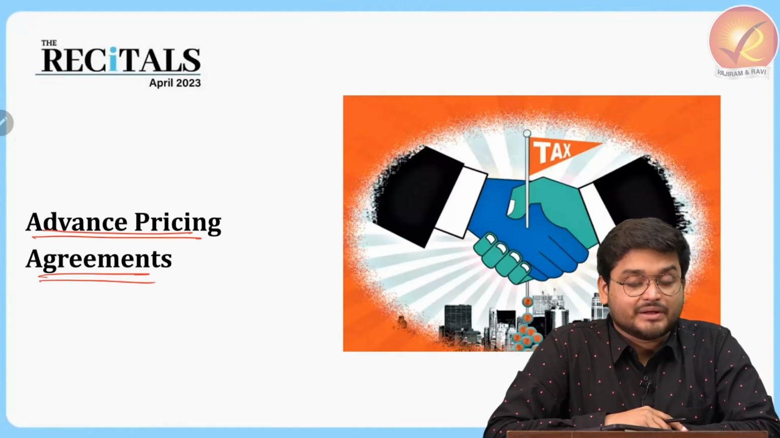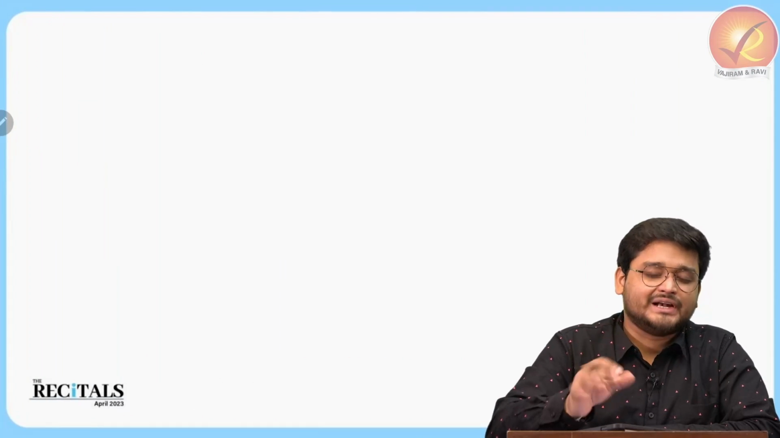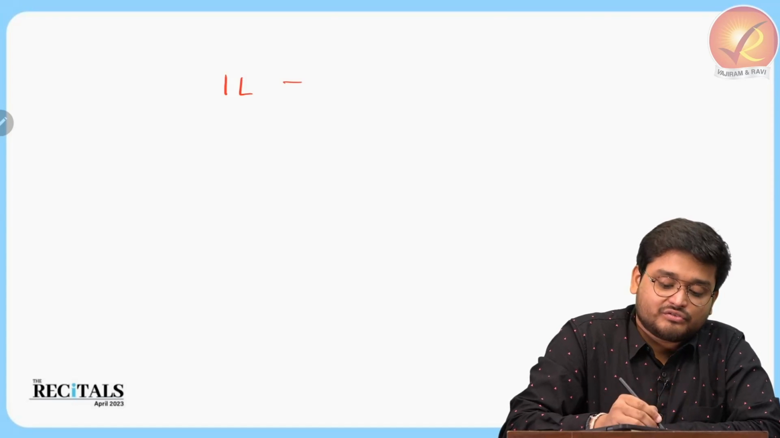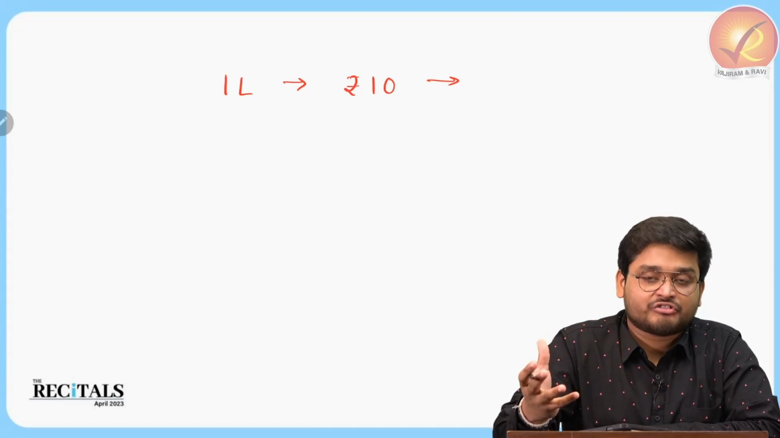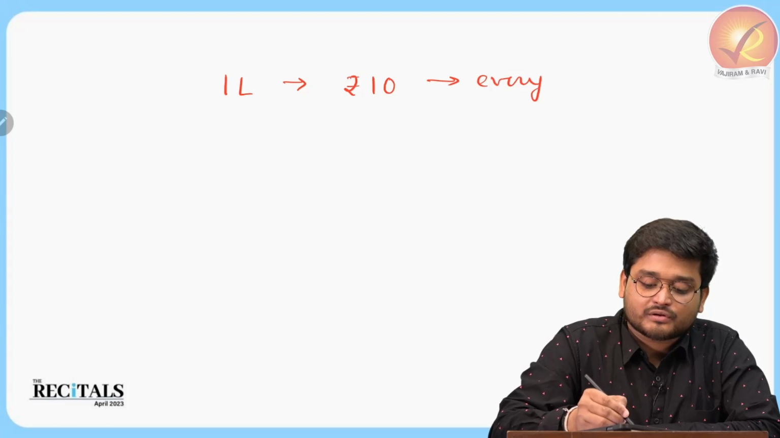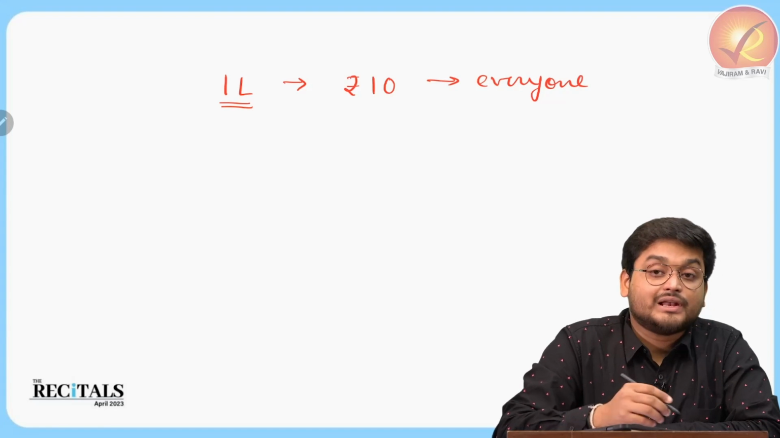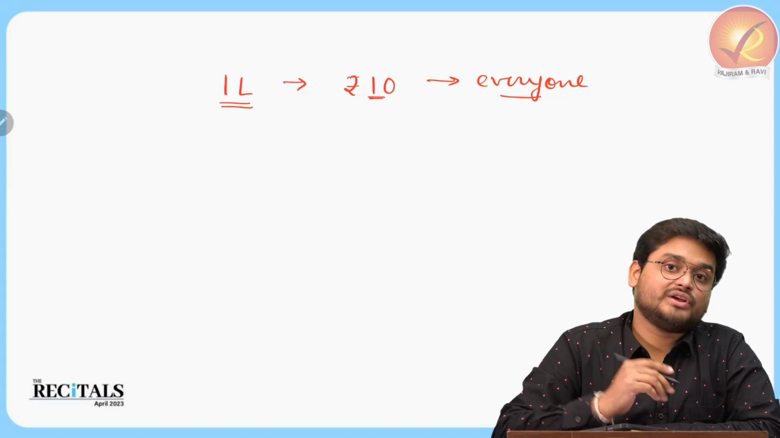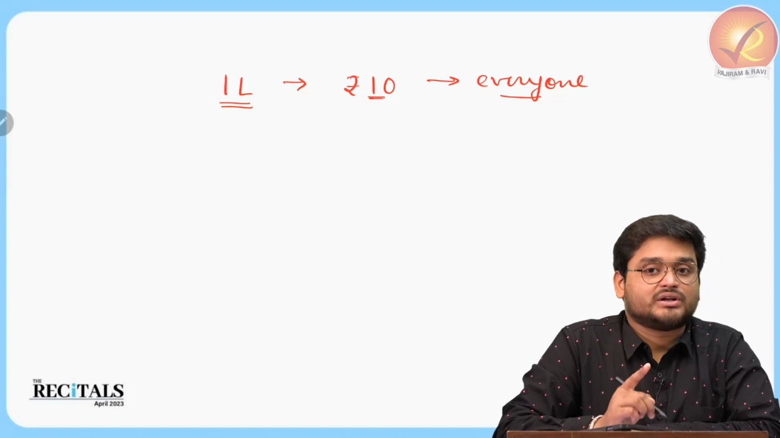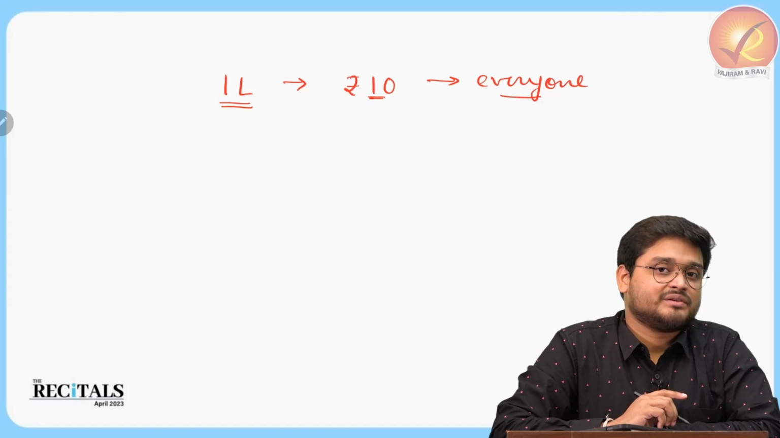Advance pricing agreements. Now, before going into the details of advance pricing agreements, let me tell you, for example, say you are setting up a lemonade stand, right? You are selling one lemonade for 10 rupees to people like me, people like your friends, to everyone, right? You are selling one lemonade for 10 rupees to everyone, correct?